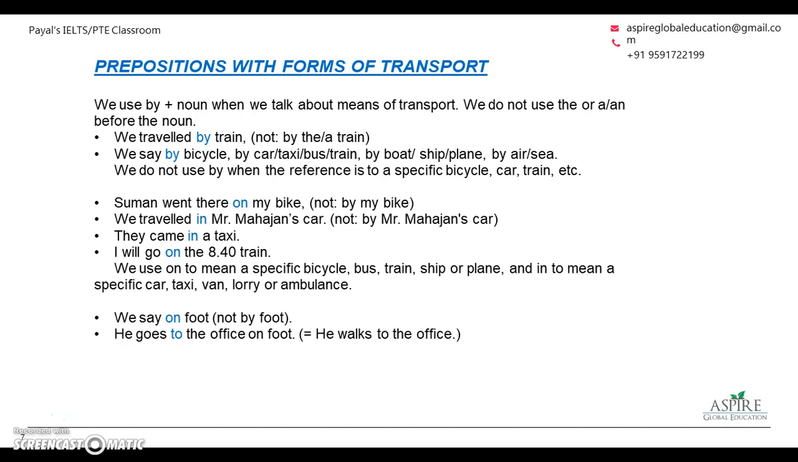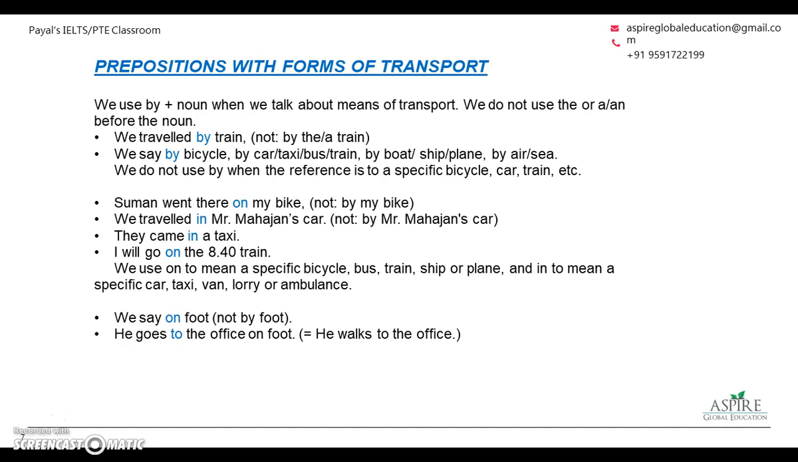Like someone went there on my bike. So bike is specific. There you will not use by. Suppose I change this sentence to someone went there by bike, because that bike can be anyone's bike. But if it becomes specific, my bike, it will be on my bike.